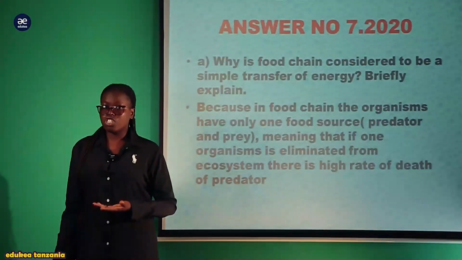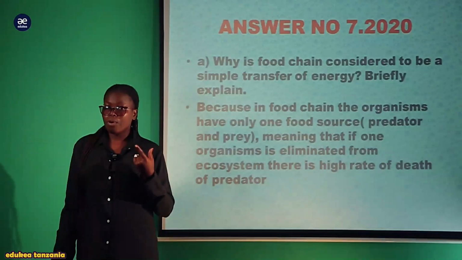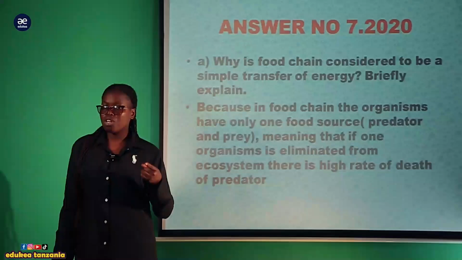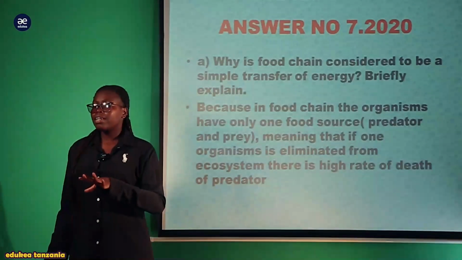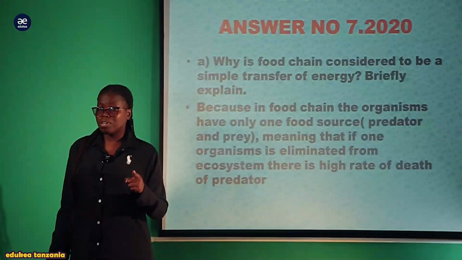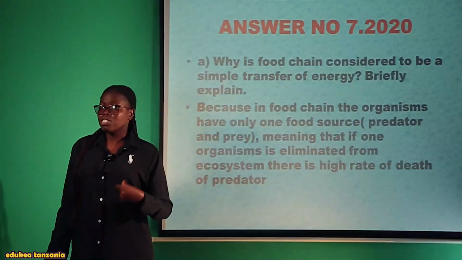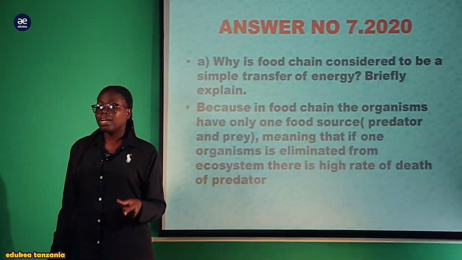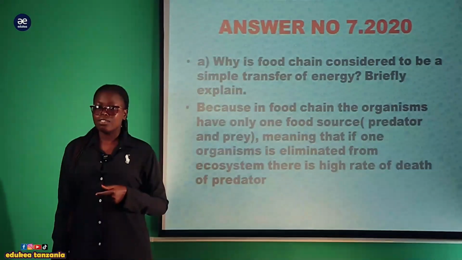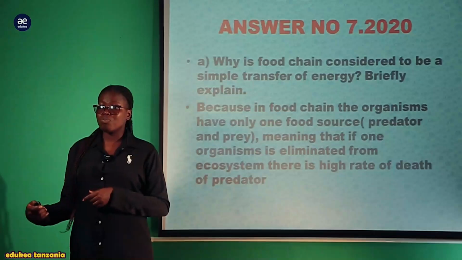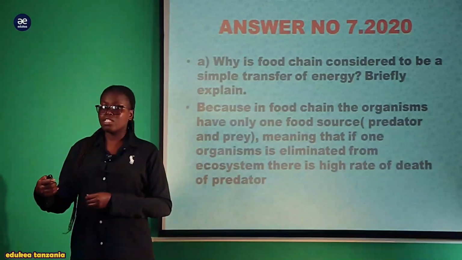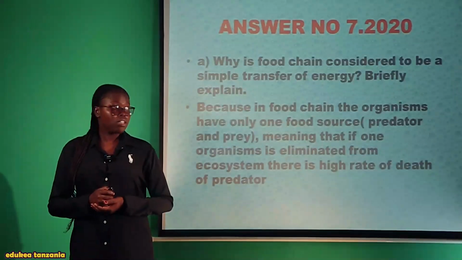So sio kama katika food web ambapo predator anaweza kuwa na more than 3 food sources. Meaning that the elimination of one organism from an ecosystem cannot hinder the survival of the predator. While katika food chain, since only one predator has only one food source, the elimination of the prey can result to the death or perishing of the predator. So it is very simple, kwa sababu does not provide a variety or a wide feeding relationship or variety of the food source for these predators.